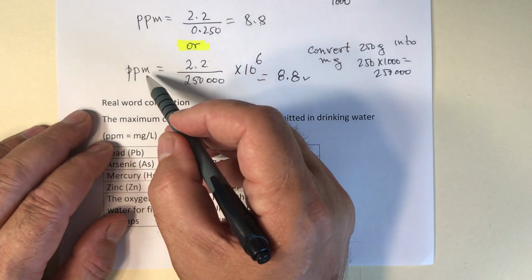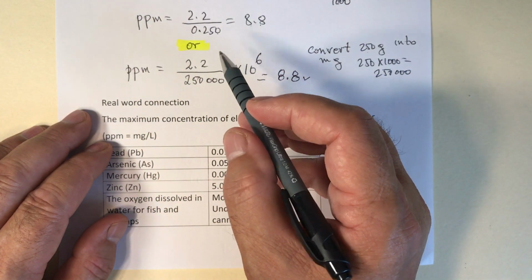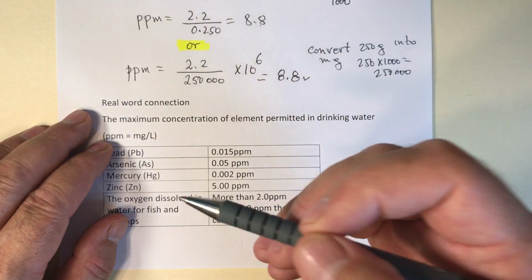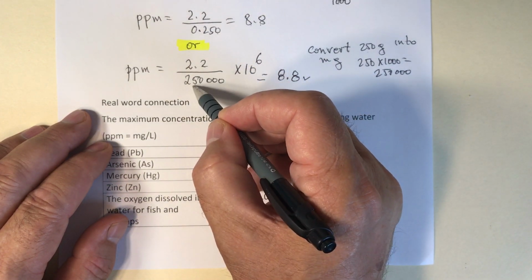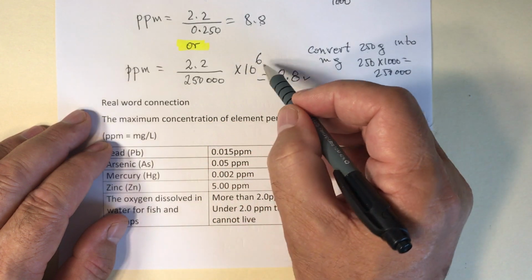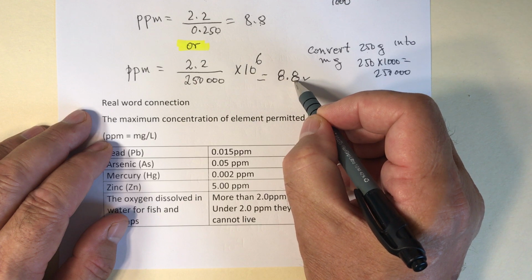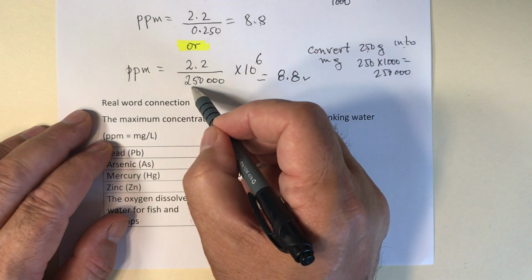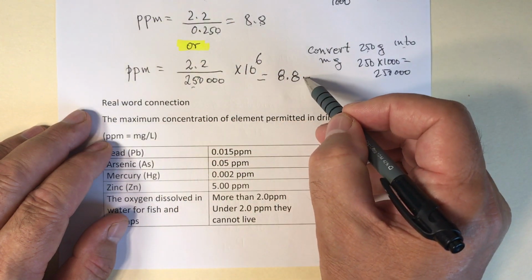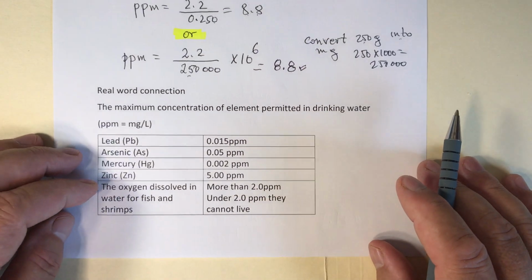Or we apply the formula we just learned: parts per million equals mass of solute over mass of solution times 10 to the power of 6. 2.2 over 250,000 times 10 to the power of 6, and you get 8.8 parts per million. We convert here 250 milliliters into milligrams, and we get this number here. We divide, and you get 8.8. So we got the same answer using 2 different methods.